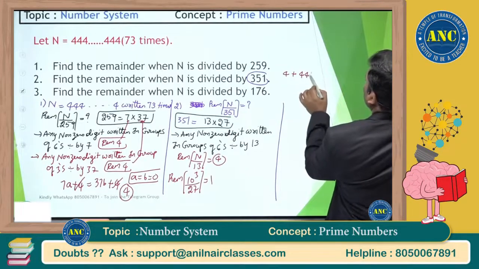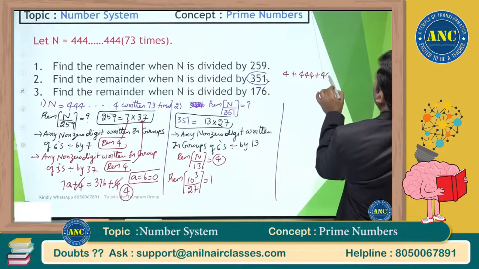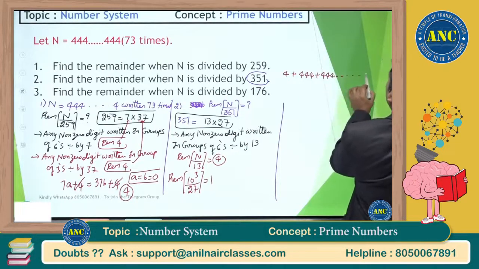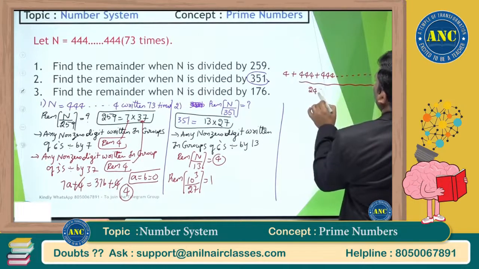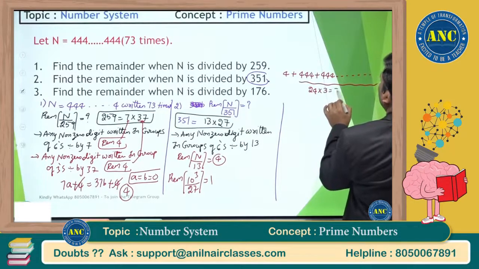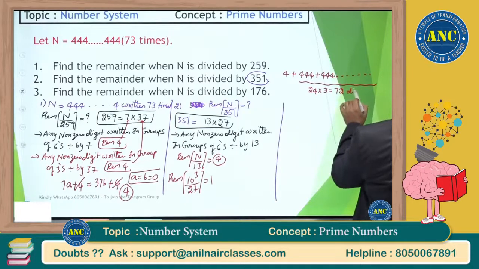Take a group of 3 digits and add them. 454 plus 454 and so on. These are total 24 into 3, 72 digits. 72 digits. Why did I write it separately?